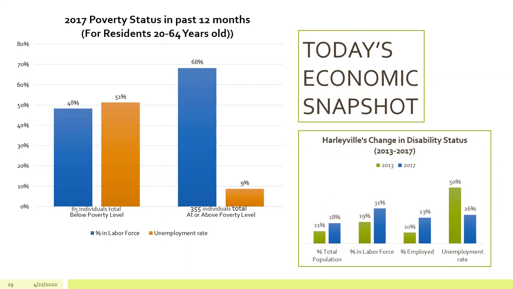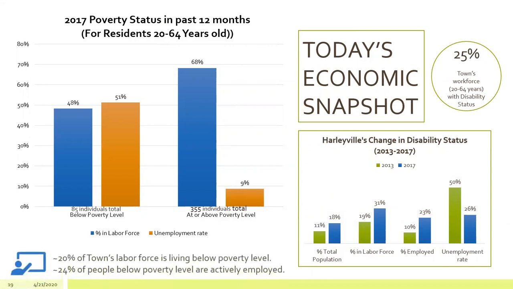The chart on the right here, we see disability status change. 2013 is shown in green and 2017 in blue. Note the increase in the total number of those holding disability status in 2017. About 18% of the total town population is considered disabled or having some disability status. Additionally, 25% of the town's adult workforce, so that's those aged 20 to 64, has some form of disability, which is a pretty staggering number.